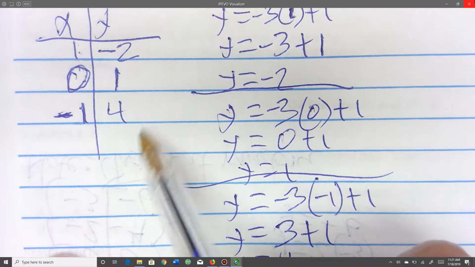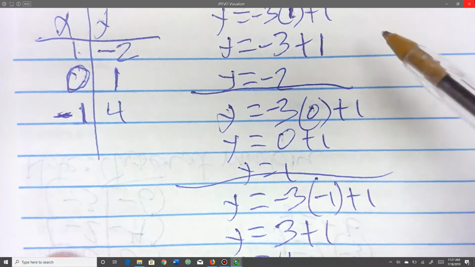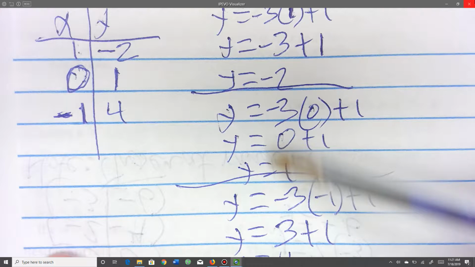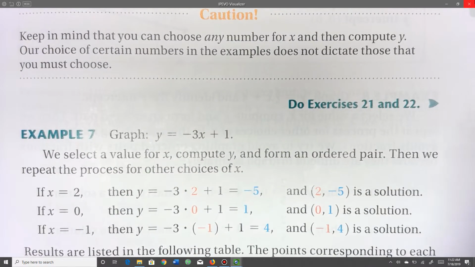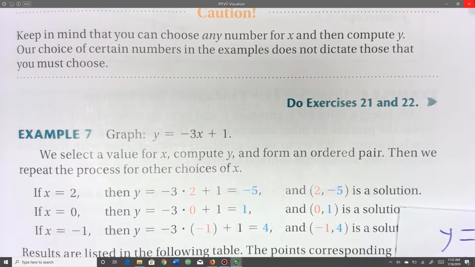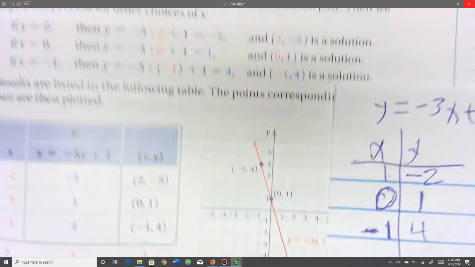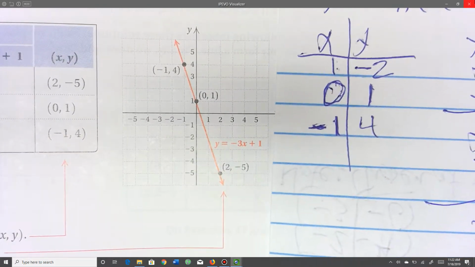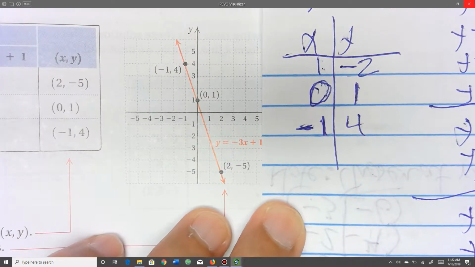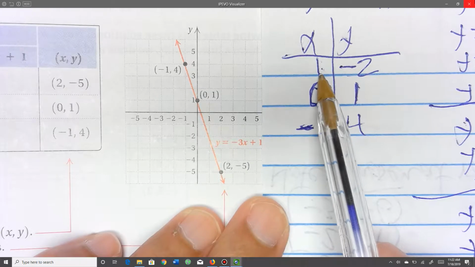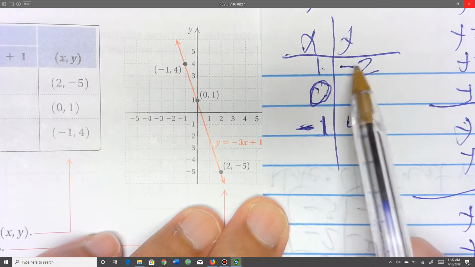All right, so now I have my 3 ordered pairs. And if I did all my work correctly, these should be the right ordered pairs. So let me see if I can plot them over here. The first ordered pair was +1, -2.